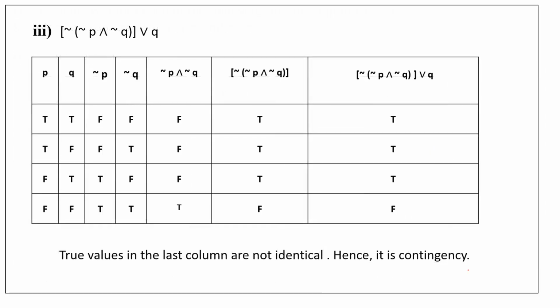Next example. Okay, same, we have to make the table and check whether the last column has values all T, all F or mixed. See here T, T, T, F. So these are not identical. So what is this? This is a contingency. So this is very simple. You have to practice how to make truth table.